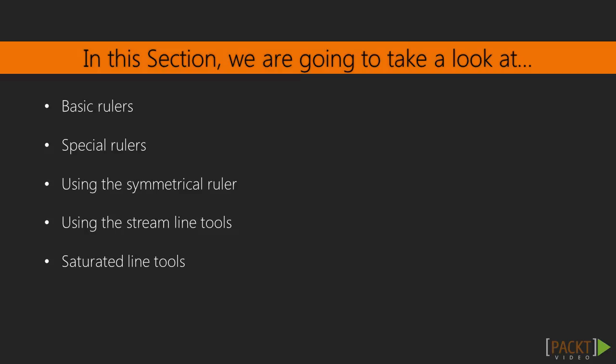For this section specifically, we're going to cover the ruler tools that are not perspective rulers. Perspective rulers will be covered in detail in the next section. In this section, though, we'll be learning about the basic rulers, like linear, curve, and figure rulers. We'll also learn about the special rulers, like concentric circles and parallel lines. Then we'll learn about the symmetry ruler, and also how to use the streamline tools and saturated line tools to create other special looks.